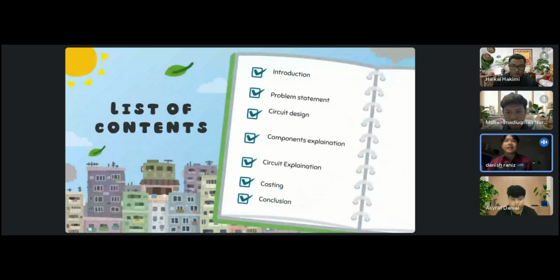Next slide. The list of the content is introduction, problem statement, circuit design, component explanation, circuit explanation, costing, and conclusion.